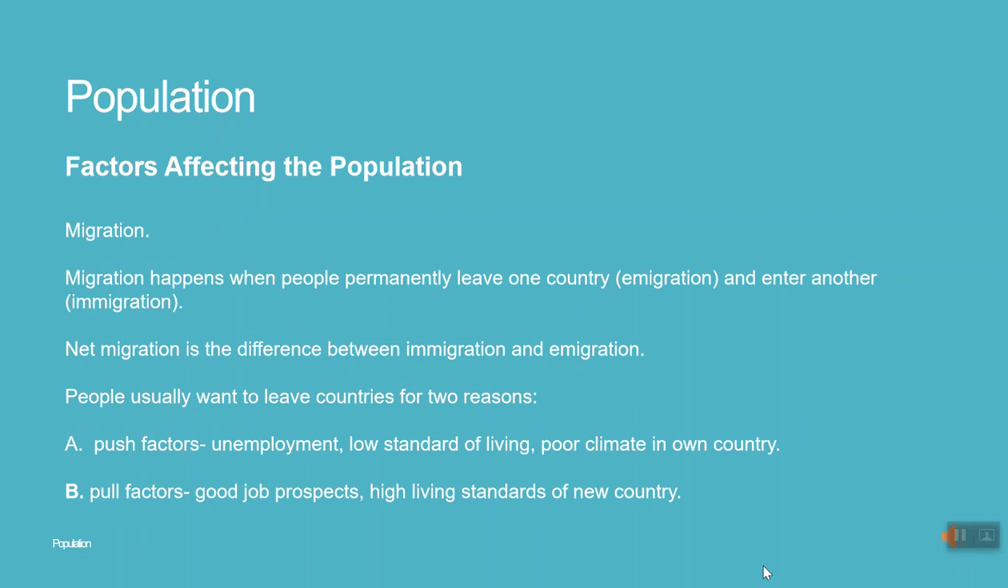Migration happens when people permanently leave one country, emigration, and enter another, immigration. Net migration is the difference between immigration and emigration. People usually want to leave countries for 2 reasons. A. Push factors: unemployment, low standard of living, poor climate in own country. B. Pull factors: good job prospects, high living standards of new country.